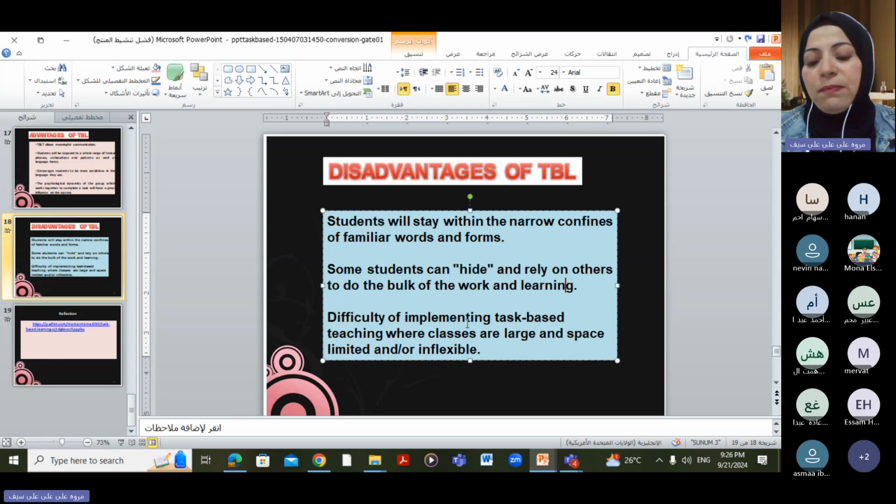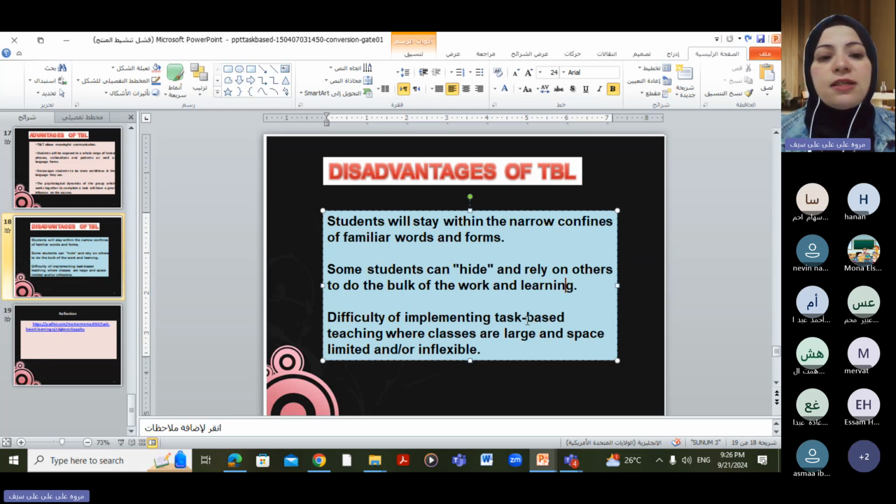The difficulty of implementing task-based teaching where classes are large and space limited and or inflexible. So we have problems with this. We have problems with a large number of students, and we have limited space, narrow space within the classes. So we cannot do that perfectly or as we should do it in the first place.